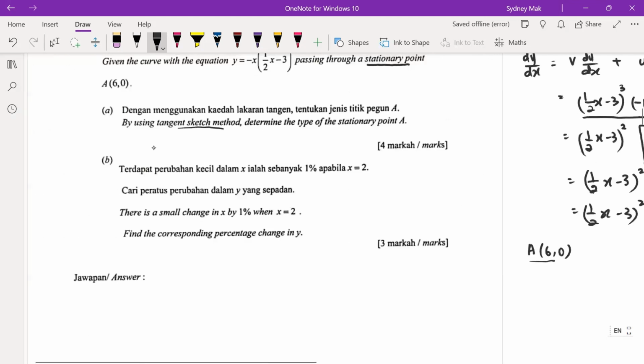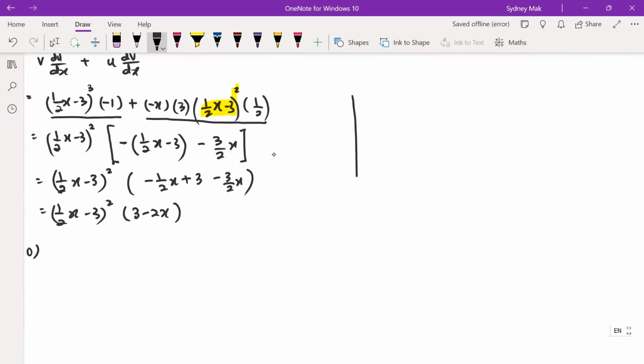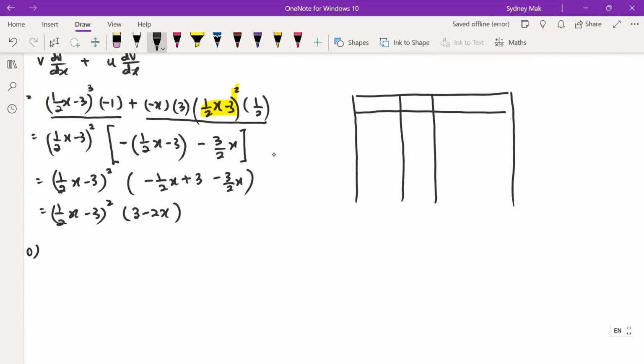The tangent sketch method means we create a table. To test a point, we need to test the point before and after. So we get the 6 here, and before 6 is 5. This is the value of x. After 6 is 7. And the value of dy/dx when x is 6 is 0. That is the reason dy/dx equals 0. But what if it is 5?